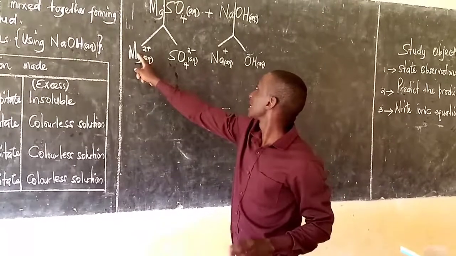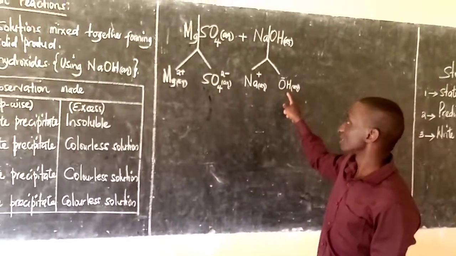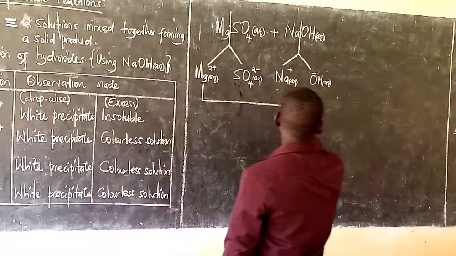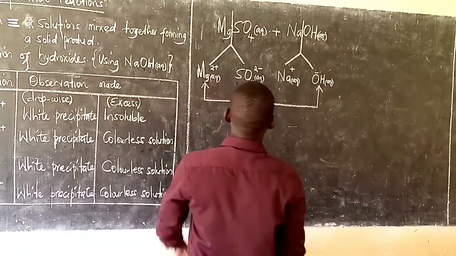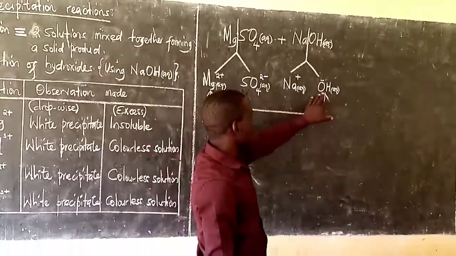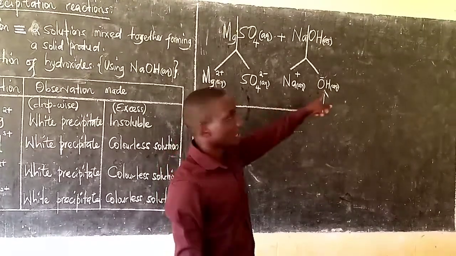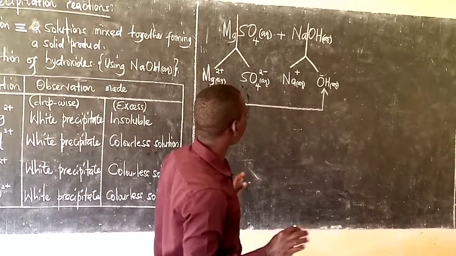But this one, can it possibly combine with the hydroxide on this side? So that is our first combination that we come up with. We have this combining with that. Someone seeing this with this automatically gets to know that I'm dealing with a product of magnesium hydroxide. That's the first combination that can possibly come out.